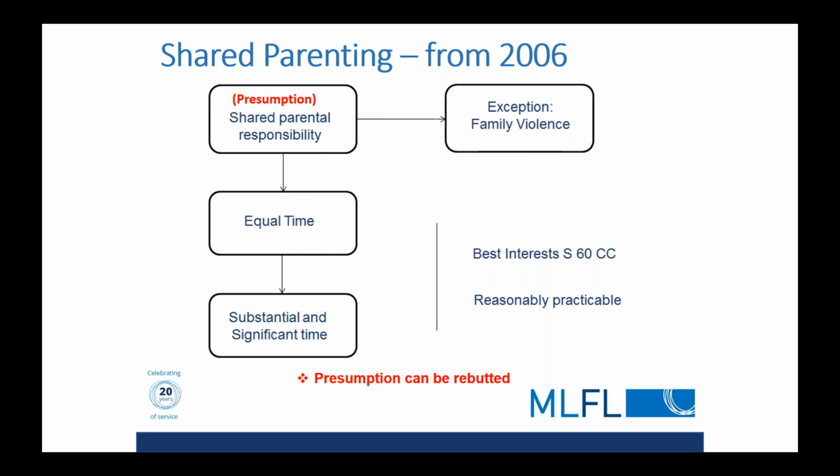How the court is to consider the best interests of a child is set out in section 60CC of the Family Law Act, and it sets out the legislative path that a judge follows when making decisions about parenting matters. The court must consider whether a child spending equal time with each of the parents is reasonably practicable, and if it is, consider making an order for equal time. Failing that, they would consider then making an order for substantial and significant time.